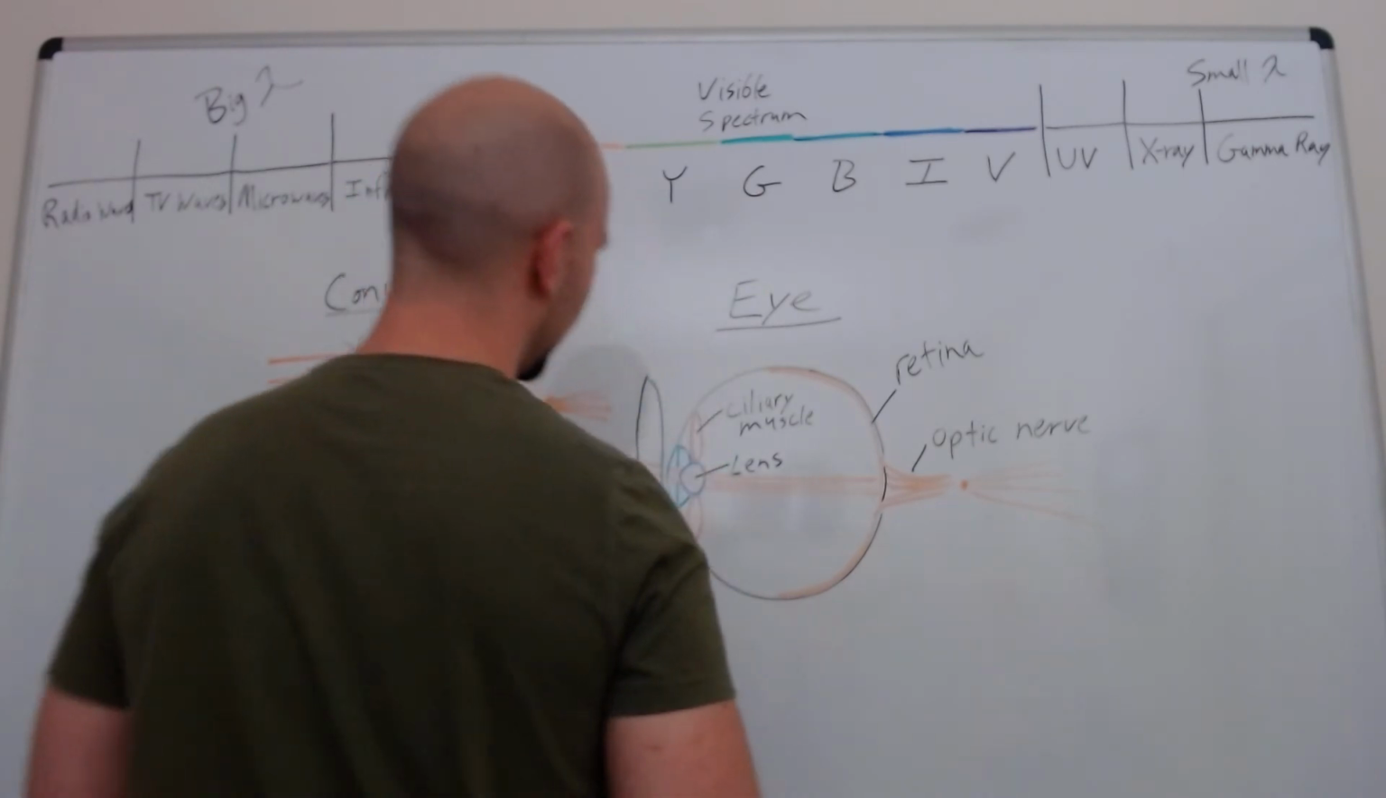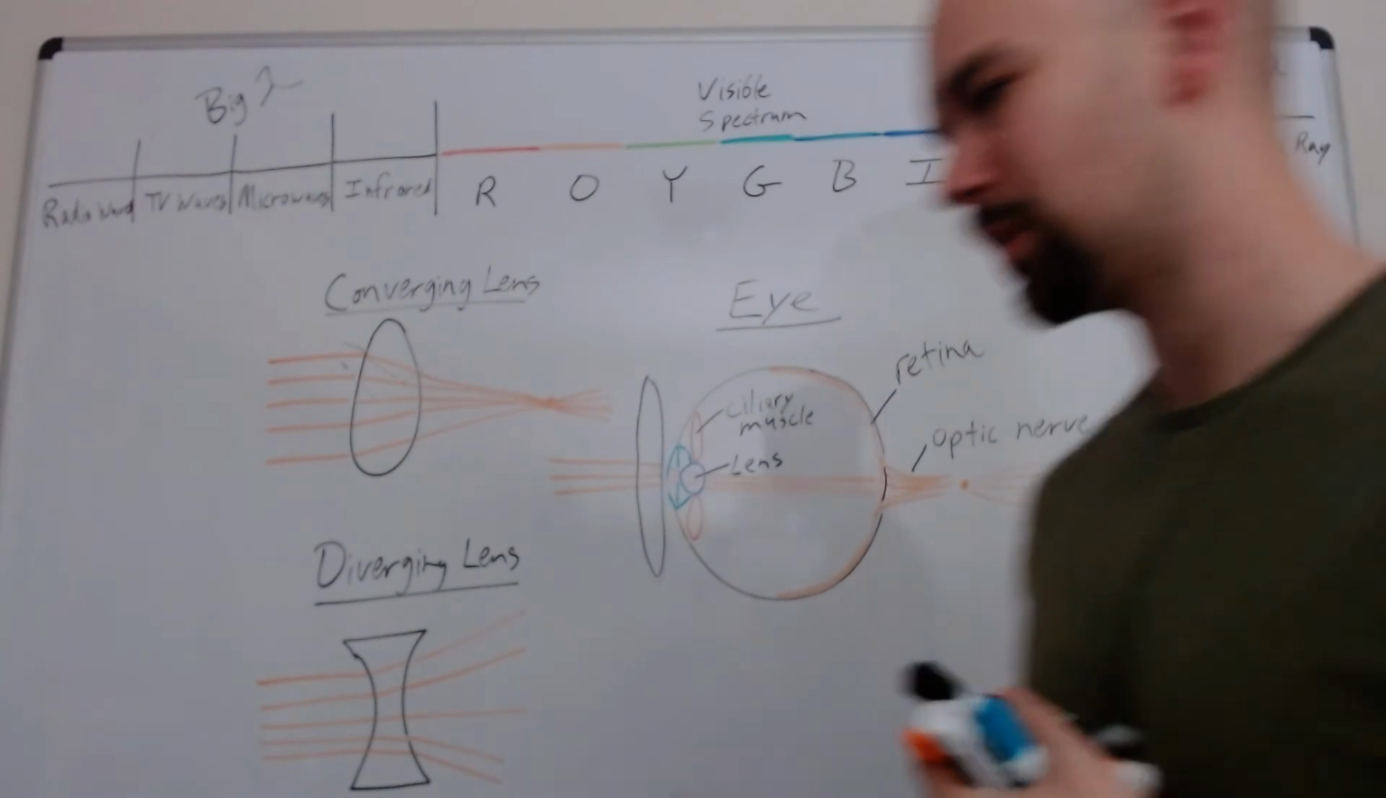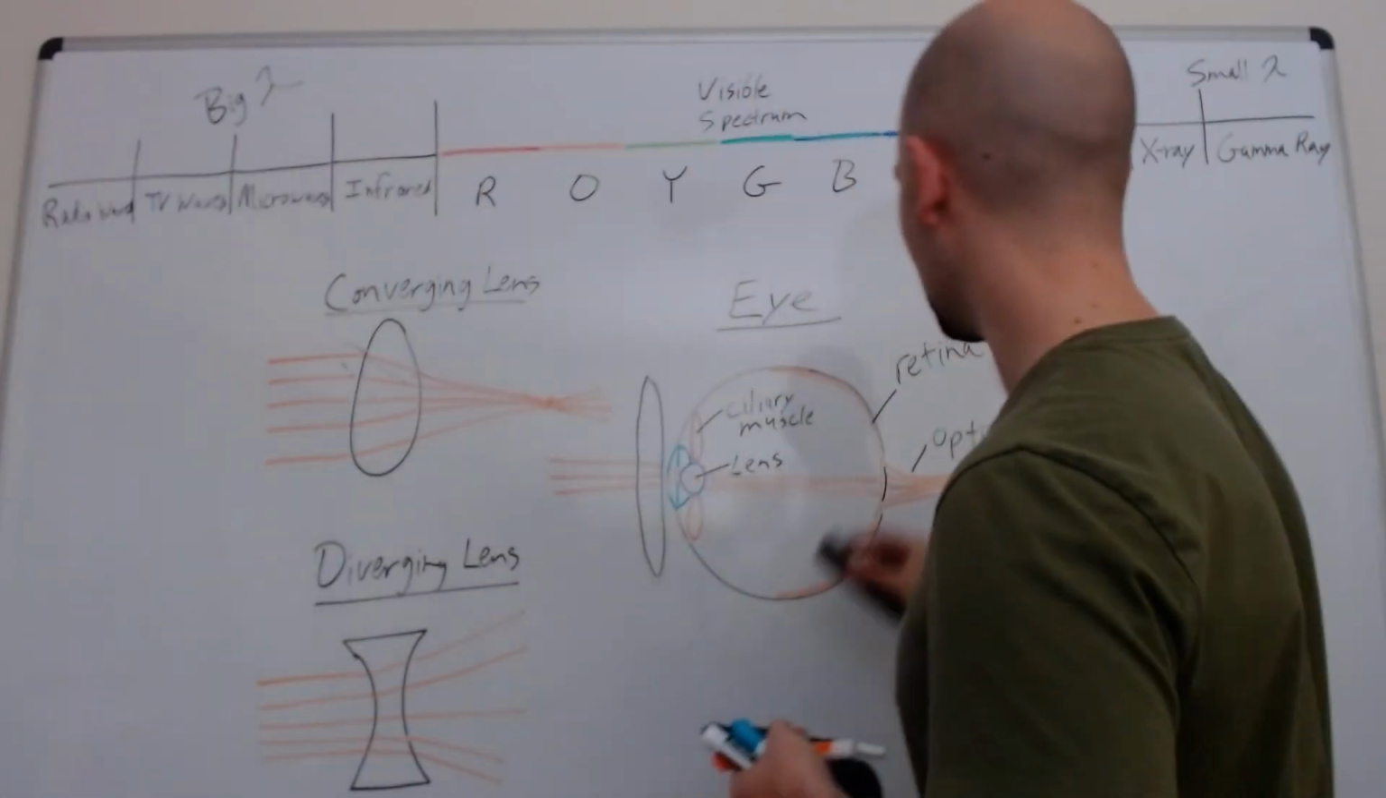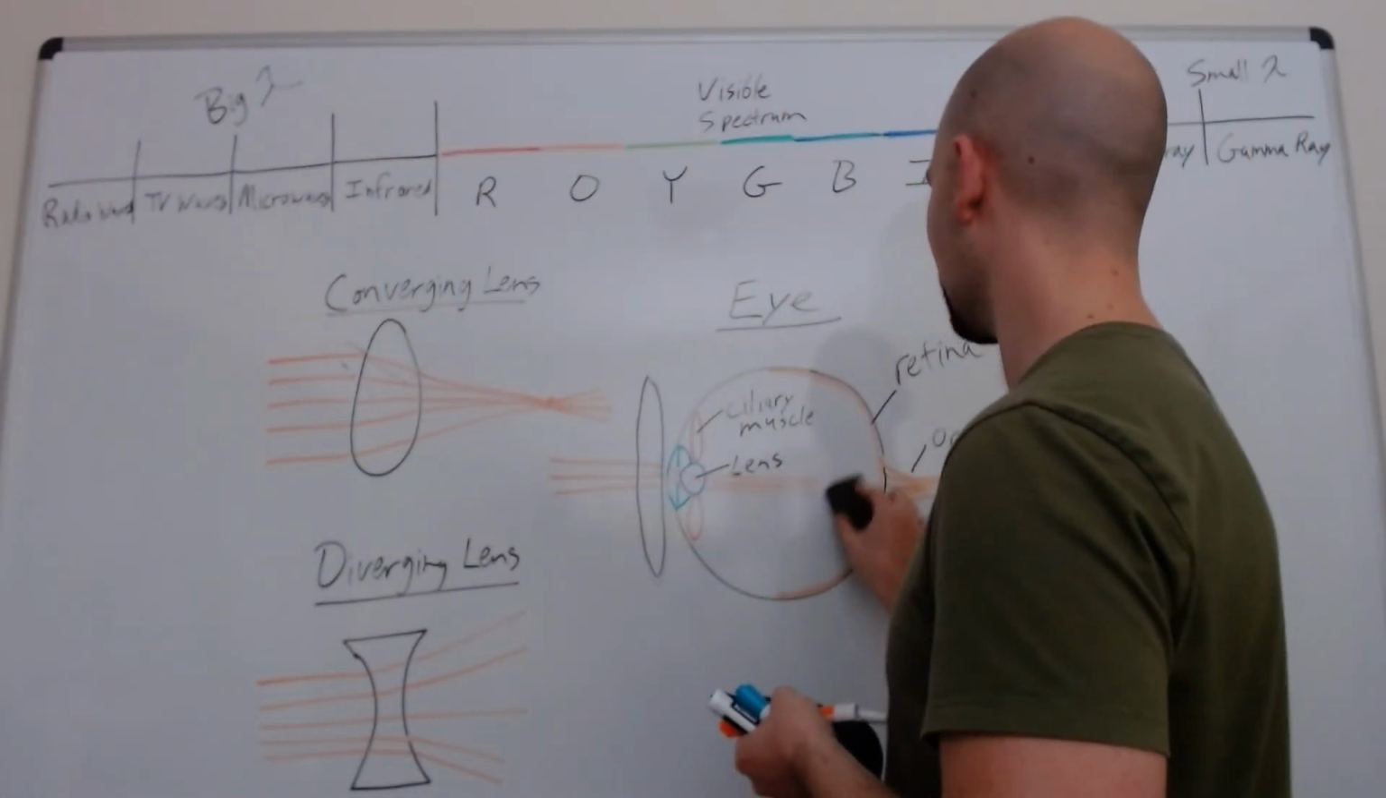Now, what if the opposite is going on? What if the problem is that your eye is focusing things by converging them too sharply?